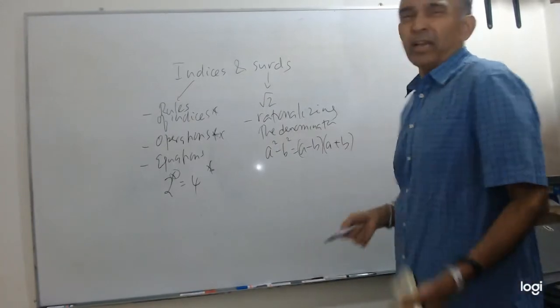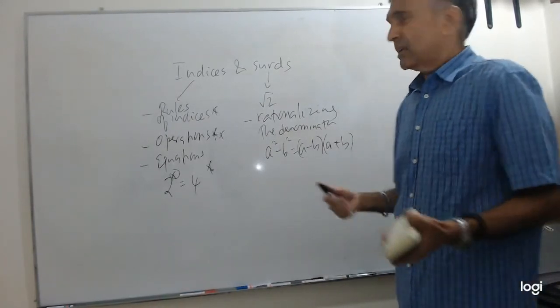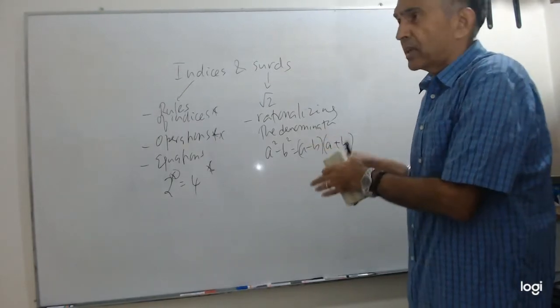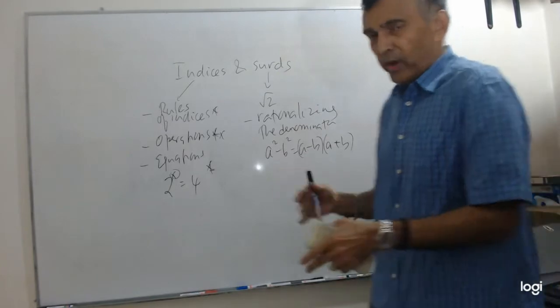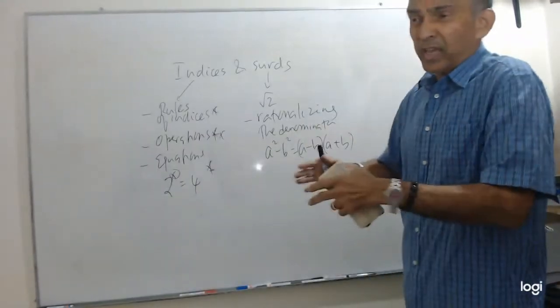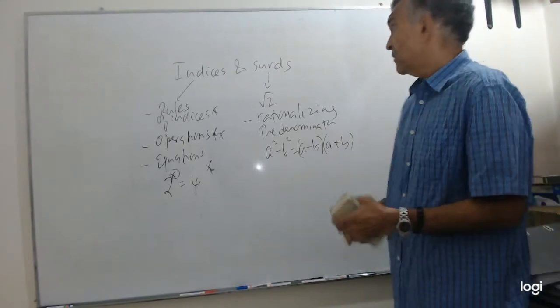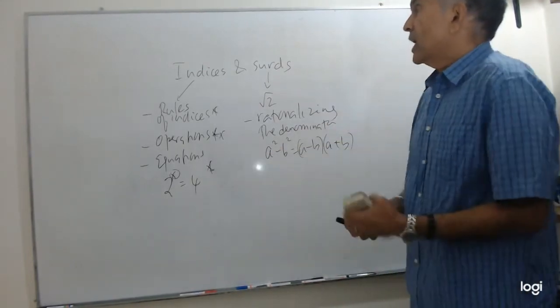This is the only idea we're using. But we want to make sure that we get this correct. Rationalizing the denominator, which means we are going to remove the square root symbol from the denominator. So to do that, we'll use the difference of squares, a minus b and a plus b. So we'll cover all these things in the first session.